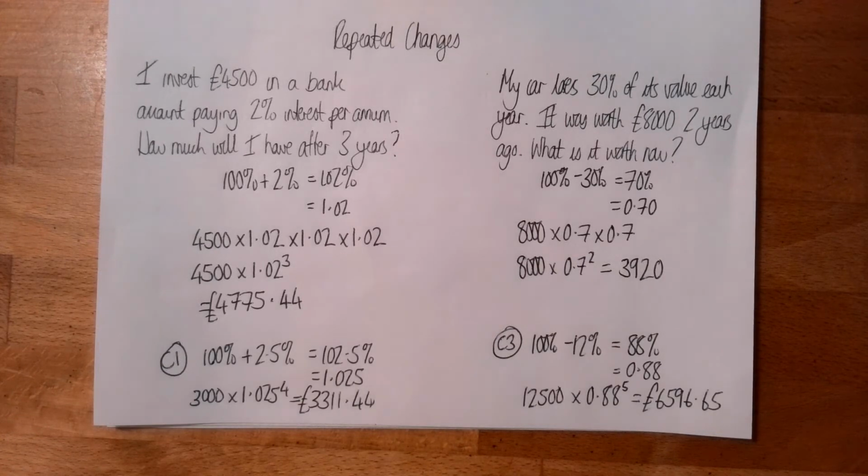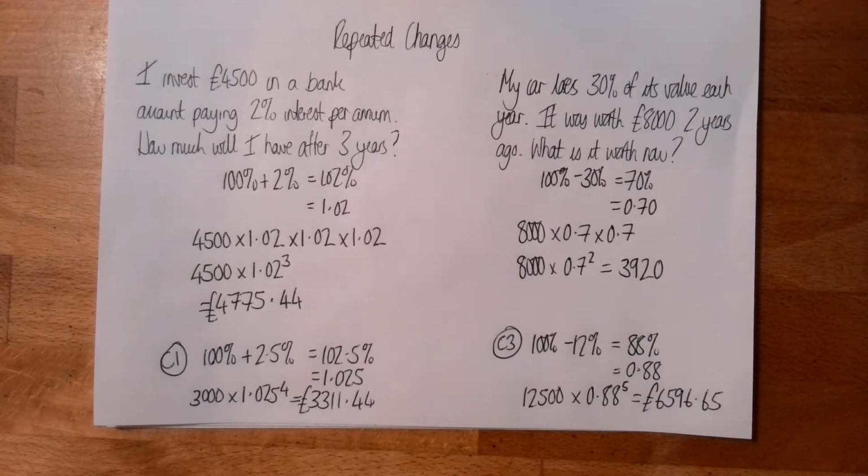So these were tricky, these ones. C1, the percentage interest was 2.5%. So 100 plus 2.5 is 102.5, which as a multiplier is 1.025. So for 4 years, that's how much you start with. So you multiply by 1.025, and then 1.025, and then 1.025, and then 1.025, or you use the power button, and then I rounded it to 2 decimal places. That's what we would always do with money.